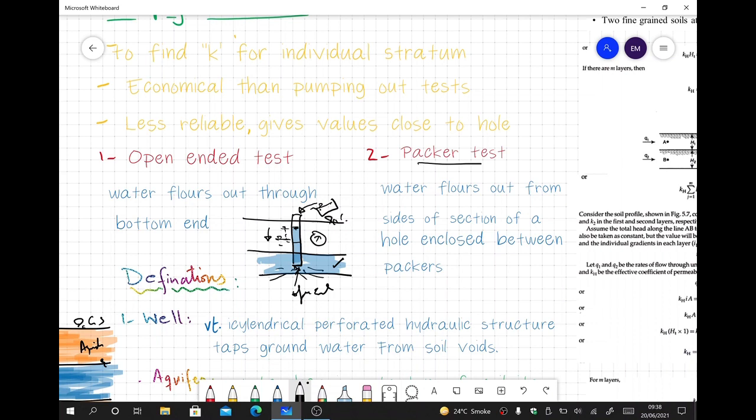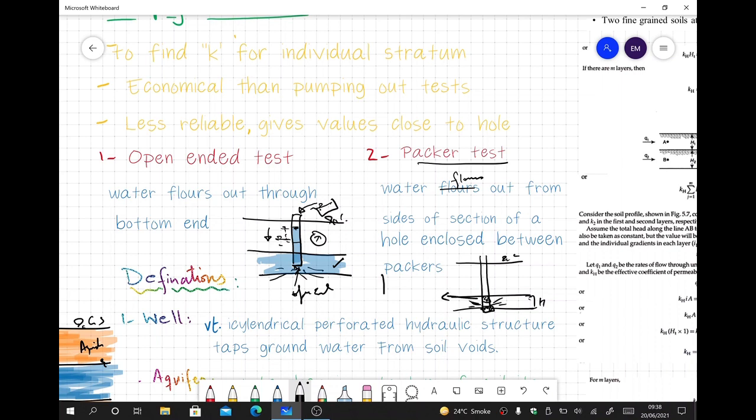The second test is a Packer test. Water flows out from the sides of the section of a hole enclosed between packers. In a Packer test, the process is the same. This is the ground surface, this is the layer for which you are interested to find out the permeability. You will insert a tube, but here we have packers. Packers are just like corks. We have slits here, so water will only flow out from the slits.